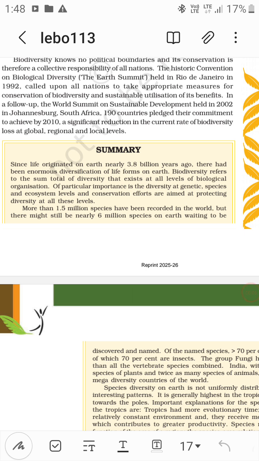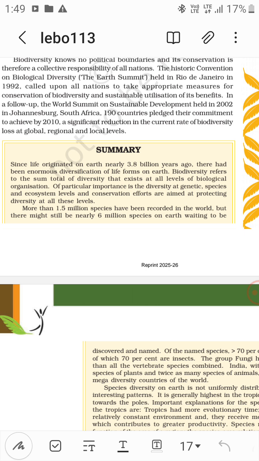So the biodiversity and its conservation, the summary part. Since life originated on Earth nearly 3.8 billion years ago, there has been enormous diversification of life forms on Earth. Biodiversity refers to the sum total of diversity that exists at all levels of biological organization, right?